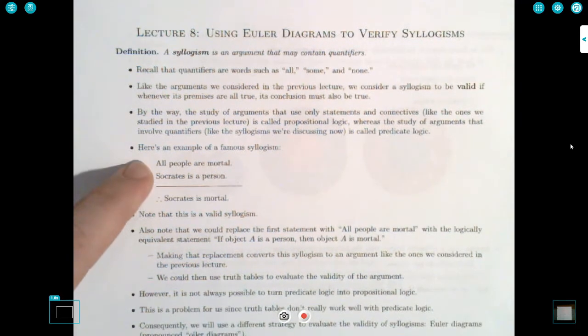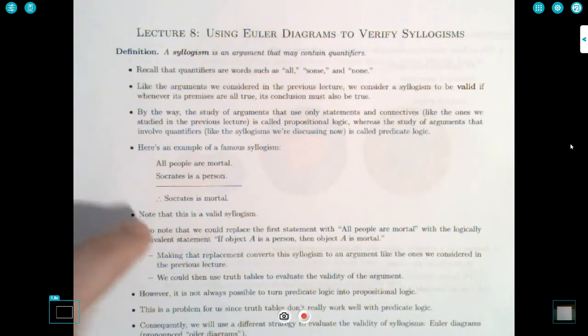This is a very famous syllogism, right? So the syllogism goes, all people are mortal, Socrates is a person, therefore Socrates is mortal. So that's a syllogism, and note that it's valid. If we assume that these two statements are true, that all people are mortal and that Socrates is a person, then it follows that Socrates must be mortal.